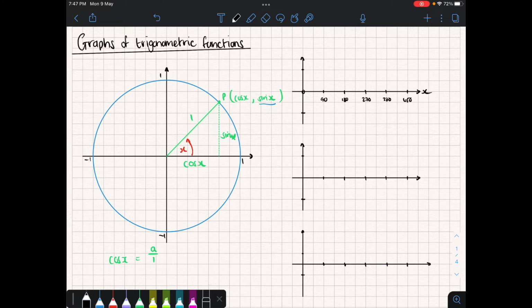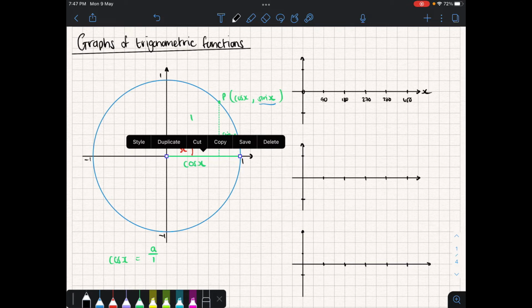What we're going to do is track the height of point P. If I isolate point P, remember that this has to stay on the unit circle. If the angle was 0 degrees, then 0 degrees from the positive x-axis must mean that it had to sit on the x-axis.